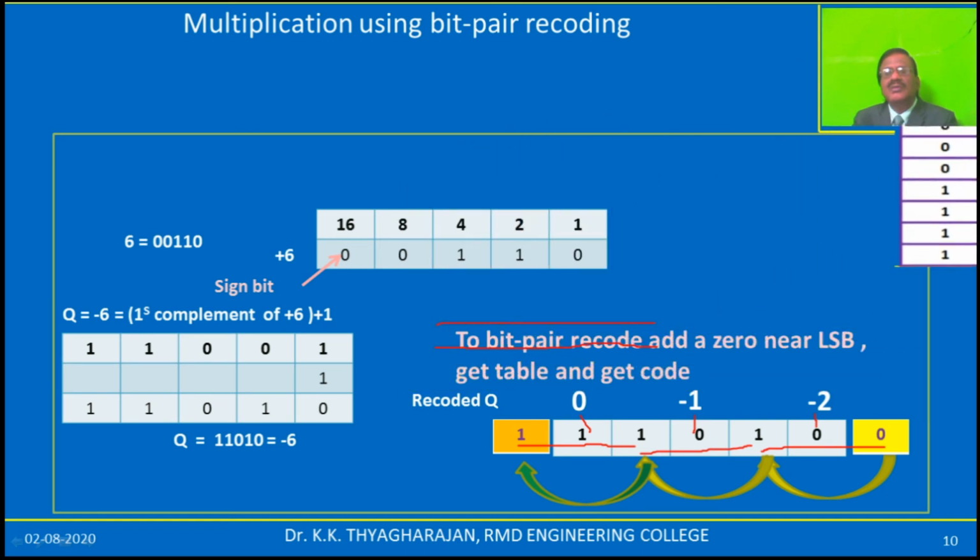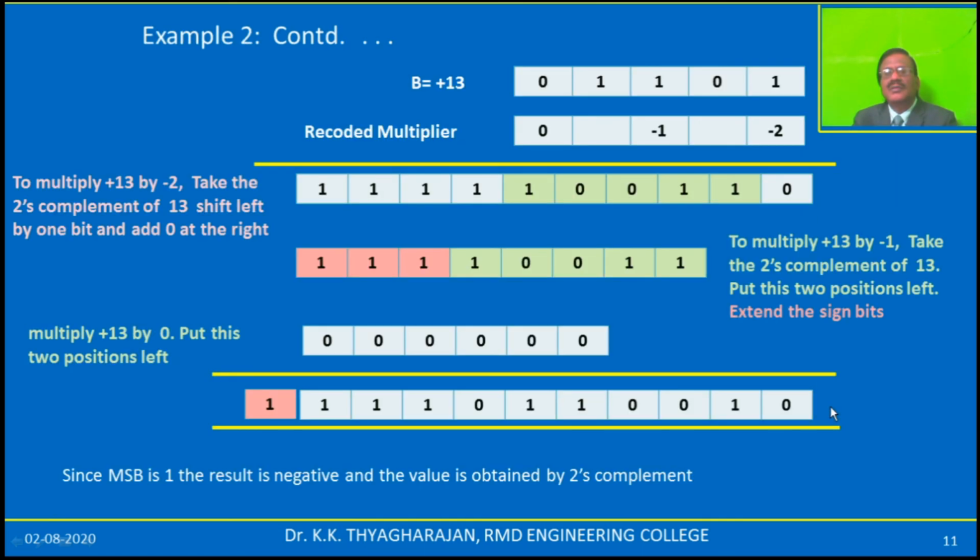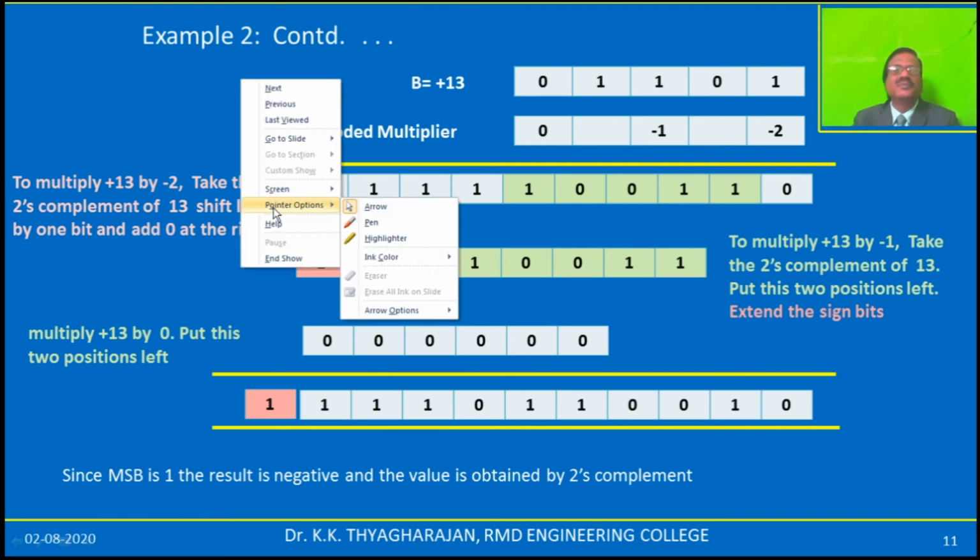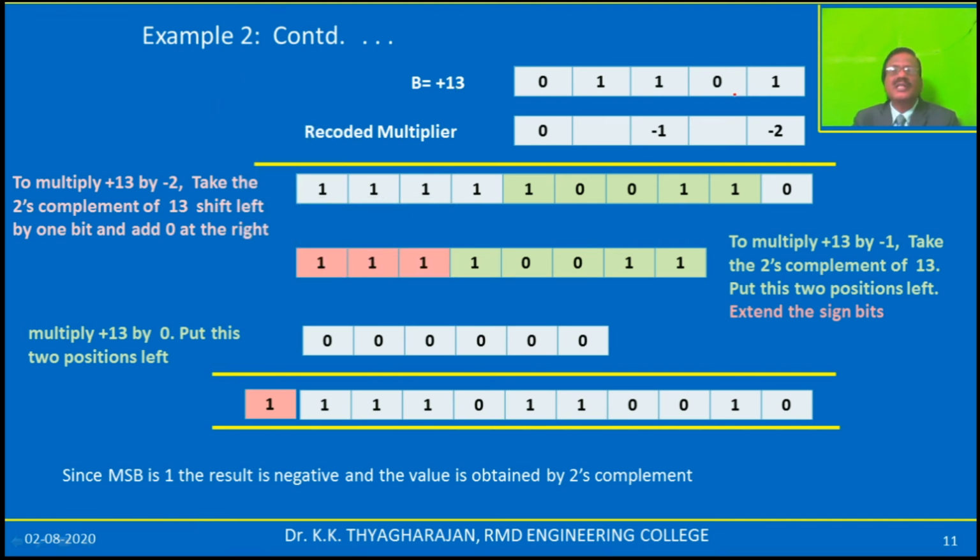Now what we have to do is plus 13 times minus 6. That we have to perform. So for plus 13, the code is here. We have already found it. Then the recoded multiplier is 0, minus 1, minus 2. Now the multiplicand should be multiplied by minus 2.